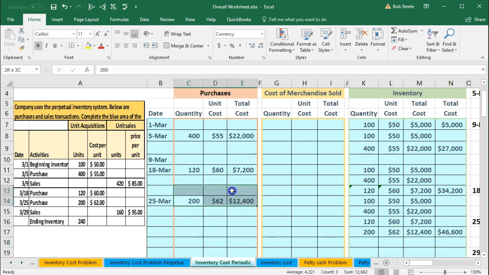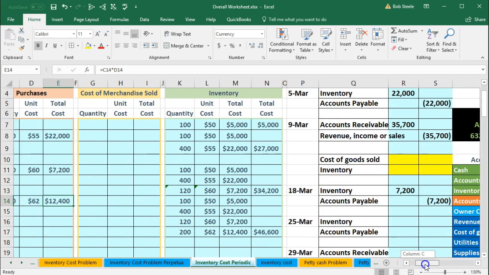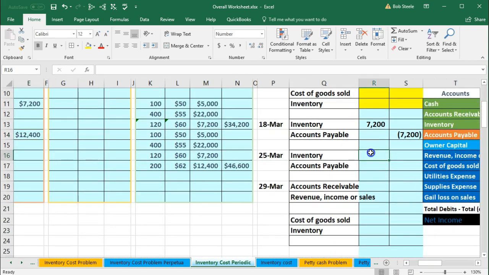We're then going to make the journal entry for this purchase, this 200 units. So the 12,400 is what we purchased. Remember, purchases are the same under LIFO, FIFO, average cost, on a perpetual or a periodic system. Always, there's no estimate involved here, in other words. And so we're going to scroll back over here, 12,400. We're going to put the debit and the credit.